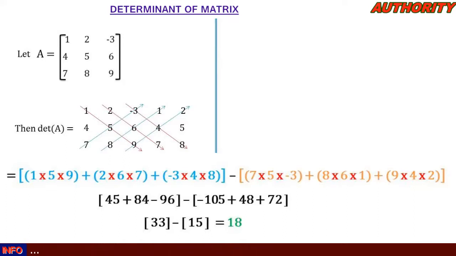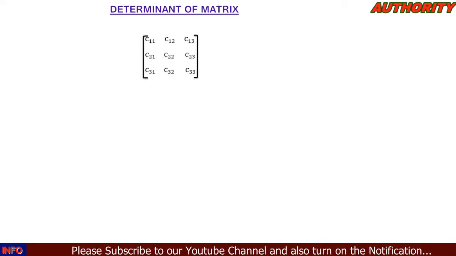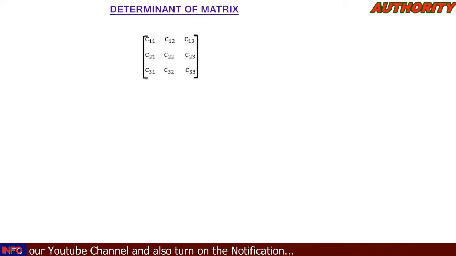Now let's talk about the first principle. What does it mean? Let's say for instance we have a matrix given to us. You have C11, C12, C13, and then we have C21, C22, C23. We also have C31, C32, C33. So we are going to pick the first element. So what is the first element?